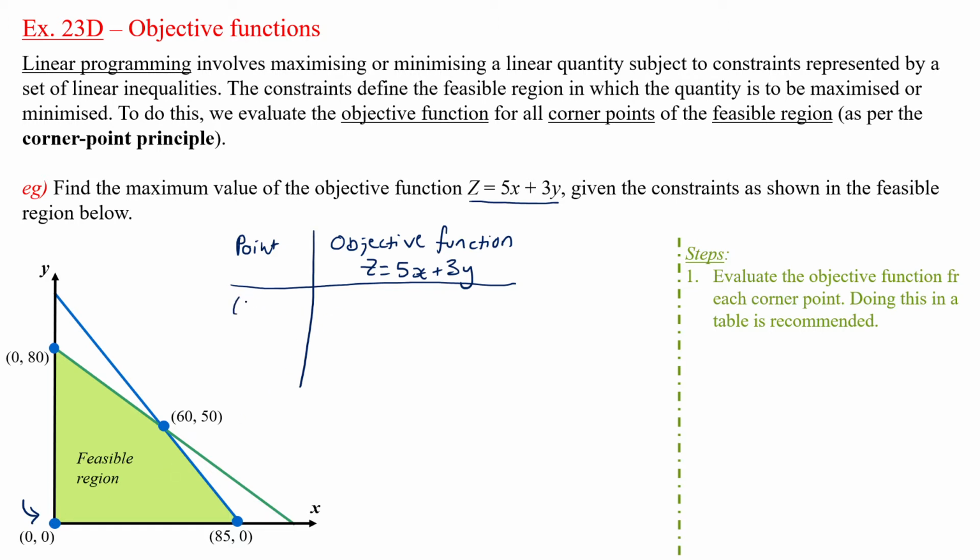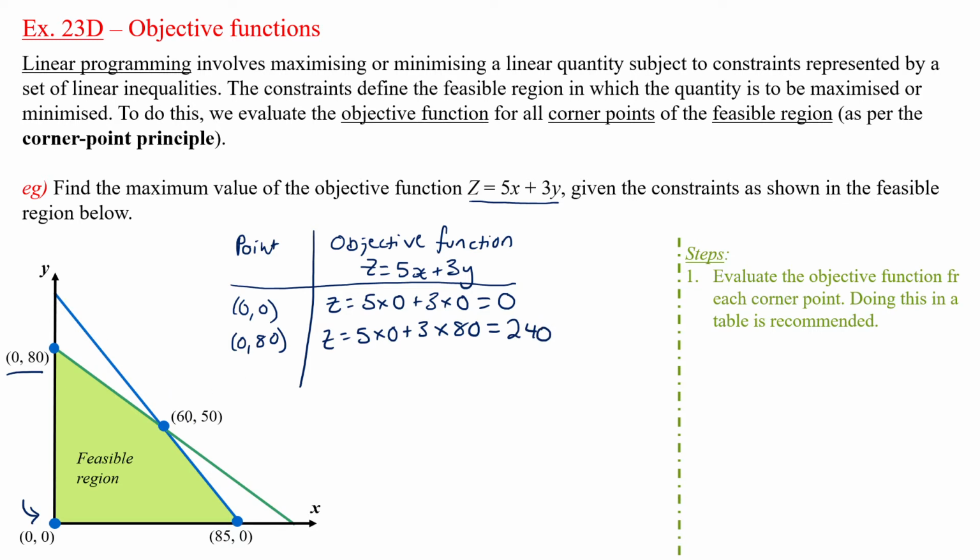If we look at our first point, 0, 0, and substitute that in for z, we get 5 times 0. Remember, these are x and y coordinates, so x equals 0 and y equals 0, plus 3 times 0. Well, that's all just 0. Our next point, moving clockwise around the screen, is 0, 80. We again evaluate: we get 5 times 0 plus 3 times 80. The 5 times 0 cancels out, and 3 times 80 is 240. You can use your calculator for this.